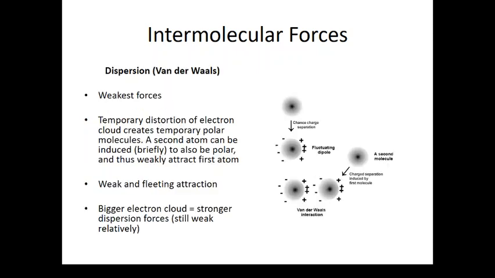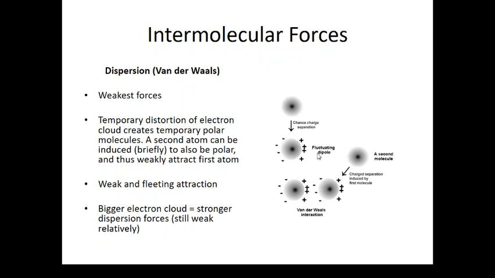The last type of intermolecular force that we have, which is the weakest force, is what's called dispersion, or van der Waals forces of attraction. What they are is a temporary distortion of the electron cloud. What this does is it causes a temporary polar molecule. A second atom can be induced or influenced to become polar, thus weakly attracting the first atom.